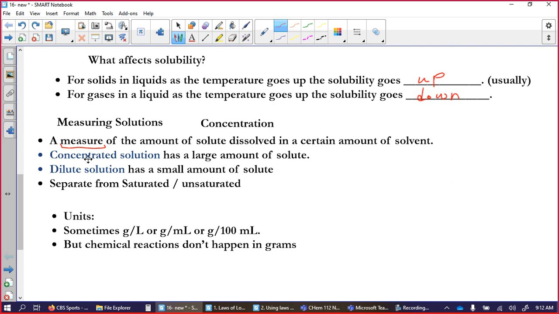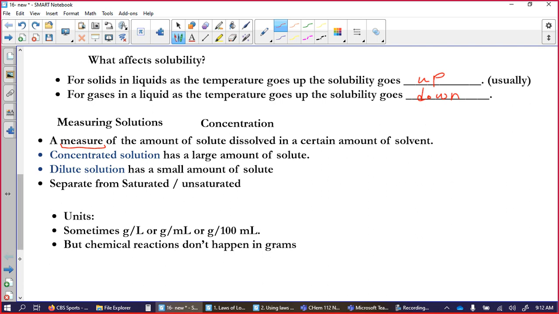A concentrated solution has a relatively large amount of solute, a dilute solution does not. These are different technically from saturated and unsaturated because you can have a solution that has a really high concentration that isn't saturated, which means it's fundamentally unsaturated. You can have a very dilute solution, because of what you're talking about, that is saturated. So they're terms that, going further, you have to pay attention to.